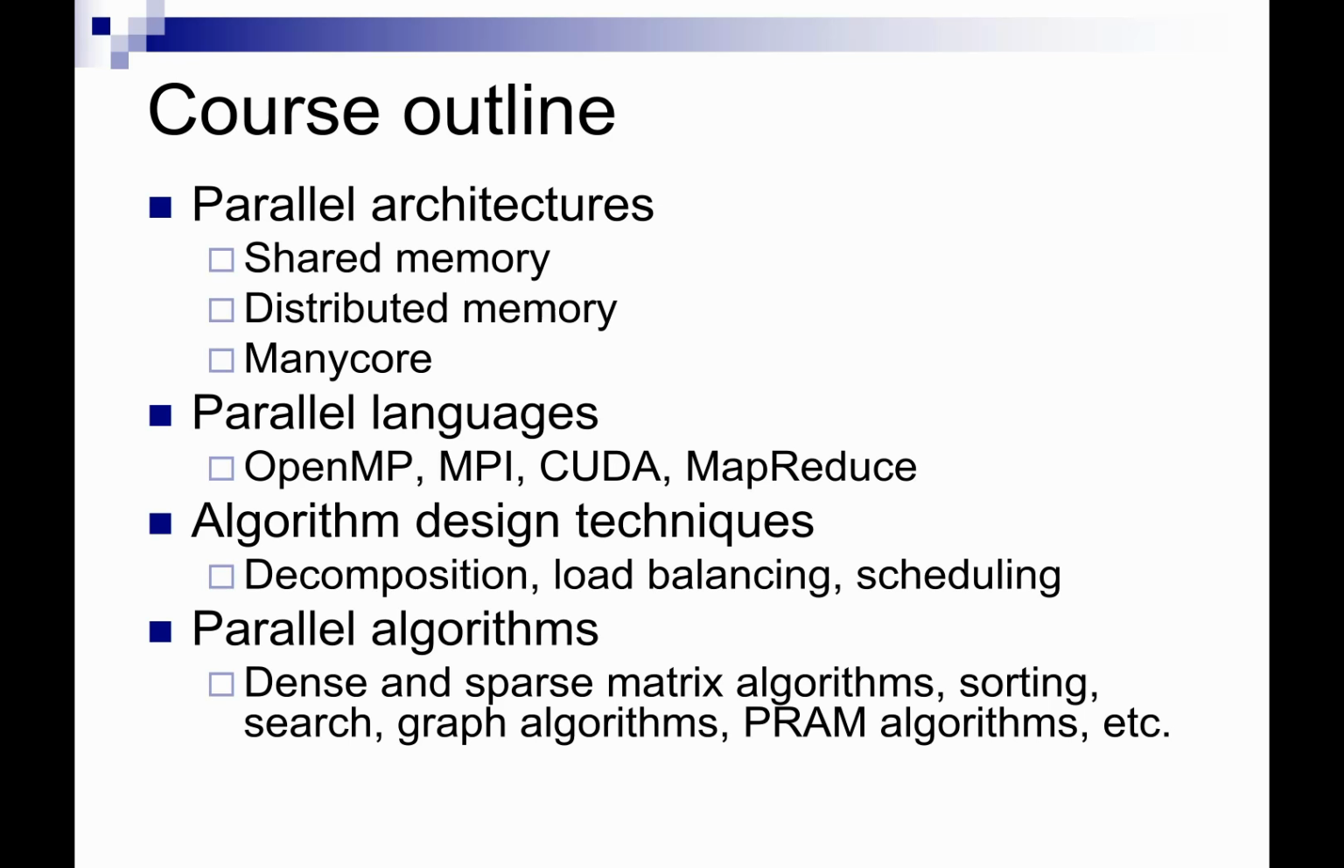After that, I'll tell you about different ways that we can program the parallel hardware. Because there are different types of hardware, there are also different types of languages that we use to take advantage of these different hardware architectures. The languages we'll cover include OpenMP, MPI, CUDA, and MapReduce.